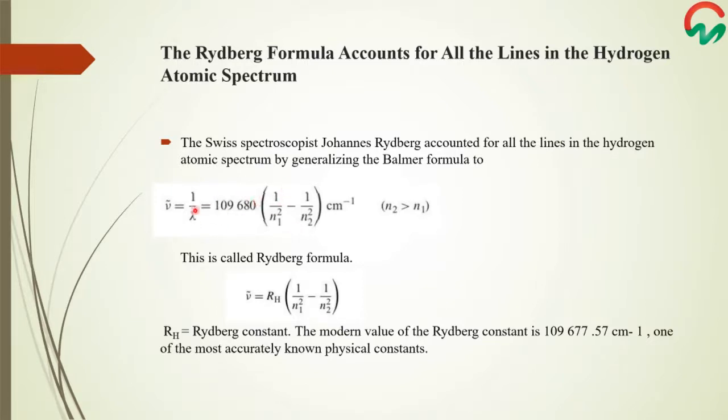109680, this value is actually the Rydberg constant, which is given by RH. The modern value of Rydberg constant is 109677.57 per centimeter, one of the most accurately known physical constant.